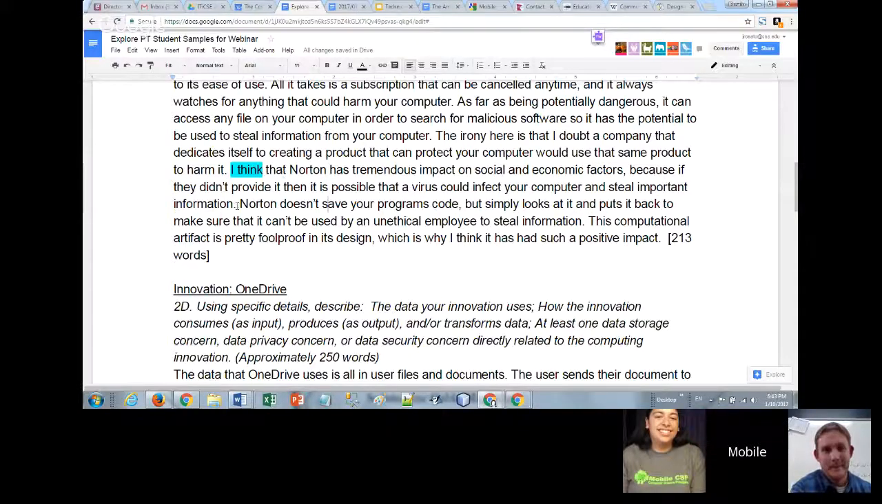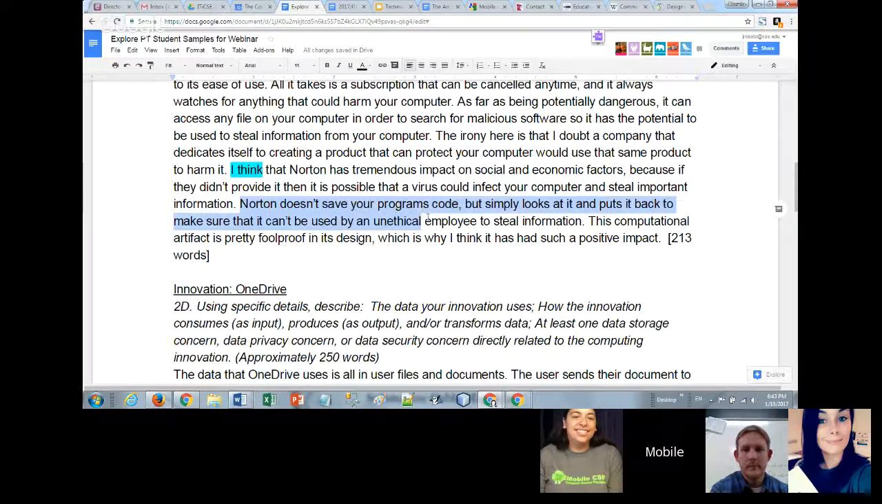Mm-hmm. And then I was just reading the sentence that comes after that too. Norton doesn't save your program's code, so there are maybe some issues with apostrophes there, which always gets me. It's kind of like the their and there issue. But simply looks at it and puts it back to make sure that it can't be used by an unethical employee to steal information. So what do they mean by an unethical employee? Is that a Norton employee that's stealing your information? Is there a specific example of that having happened, where information has been stolen, that they can use, or is this the student just coming up with an idea that they put in there without really backing it up with evidence?